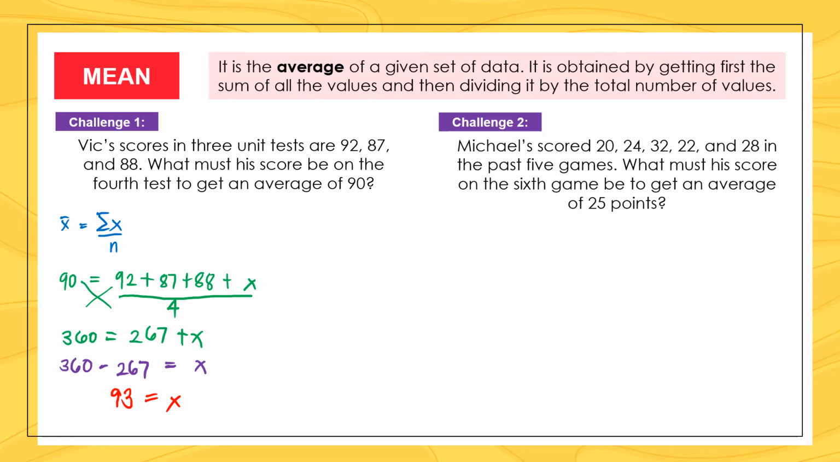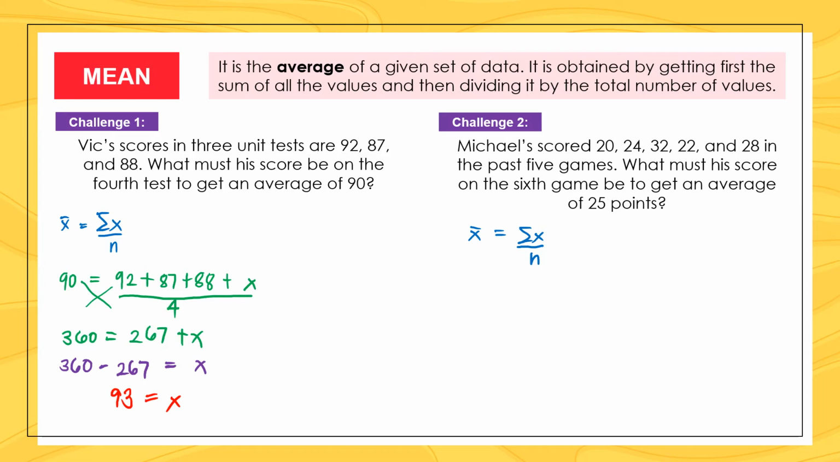Challenge number 2. Michaela scored 20, 24, 32, 22, and 28 in the first 5 games. What must his score be on the sixth game to get an average of 25 points? Again, you may pause this video for a while and then try to answer this challenging question. If you're continuing it, maybe you're done already. So let's have again the formula.